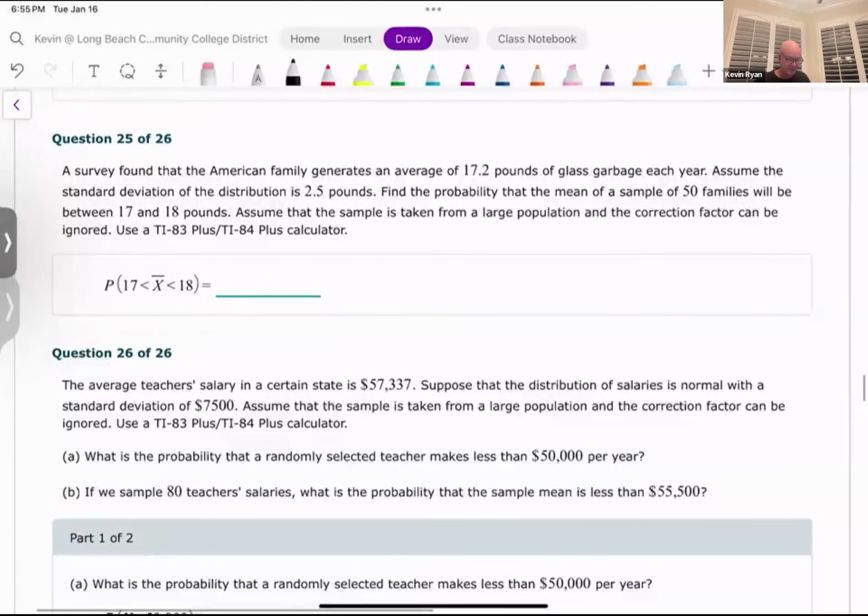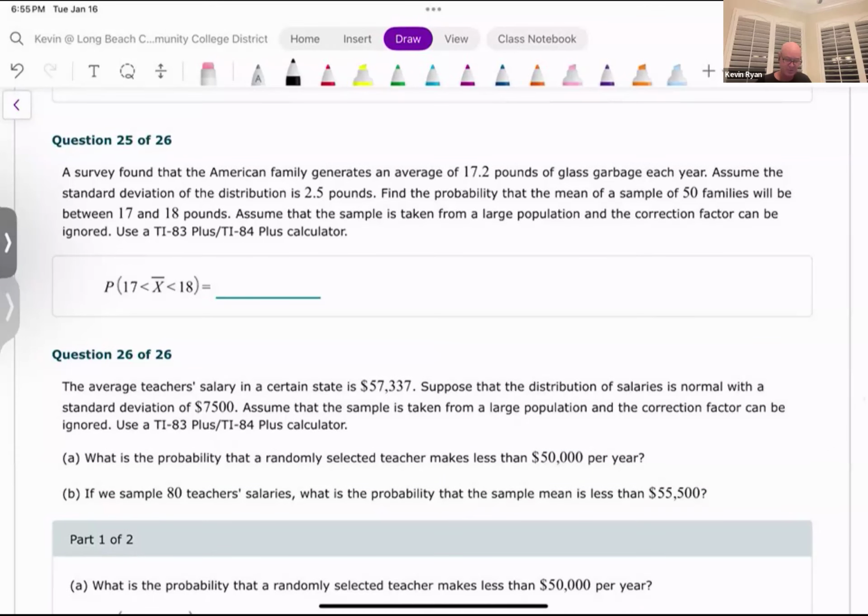A survey found that the American family generates an average of 17.2 pounds of glass garbage each year. Assume the standard deviation of the distribution is 2.5 pounds. Find the probability that the mean of a sample, here is where we have to be extra careful, a sample of 50 families will be between 17 and 18 pounds. So here's what this means. This is going to be between 17 and 18, so this is going to be normal CDF. Between 17 and 18, with a mean of 17.2.